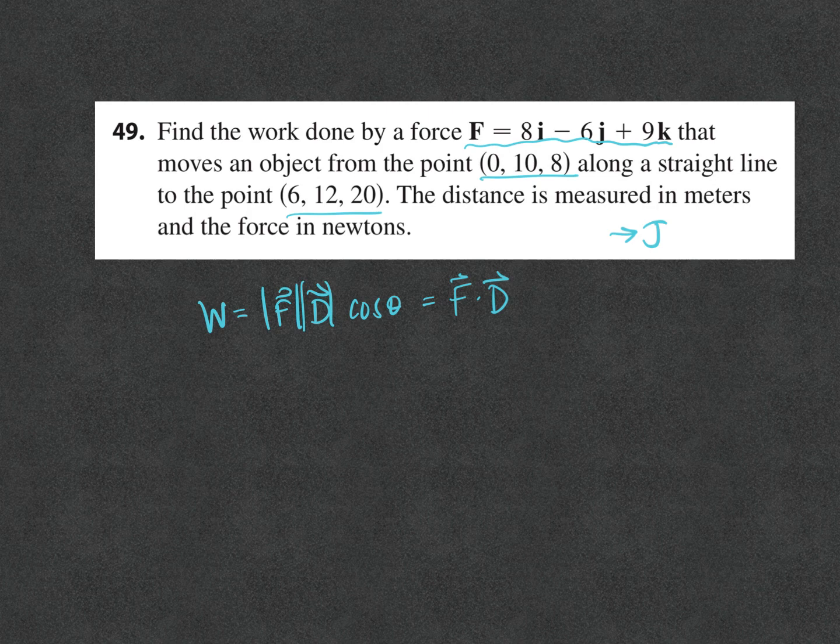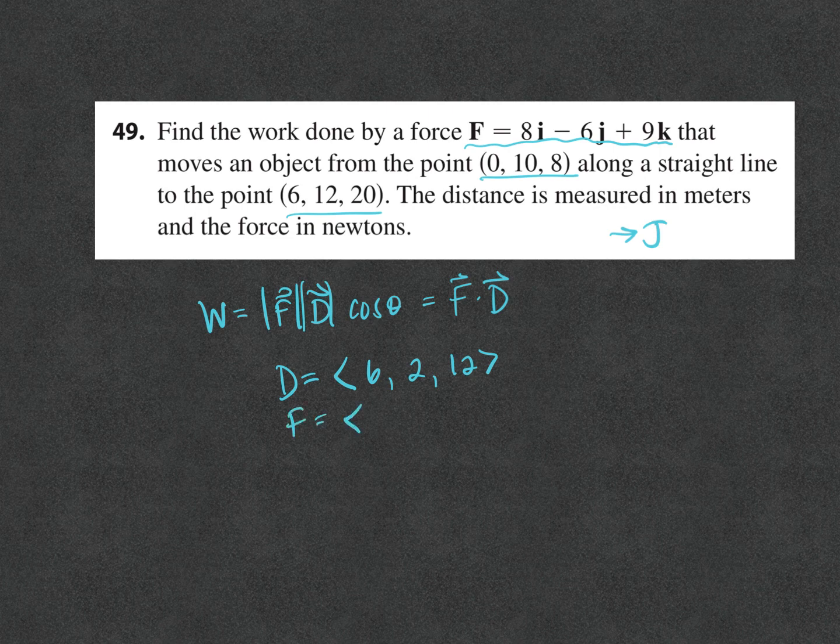In order to find the dot product of F and D, we need to, first of all, find the displacement. So we have two points, 0, 10, 8, and 6, 12, 20. And we need the displacement vector between the two. So we're going to make the head 0, 10, 8, and the ending point, the tail, 6, 12, 20. So 6 minus 0 is 6, and 12 minus 10 is 2, and 20 minus 8 is 12. So that's our displacement.